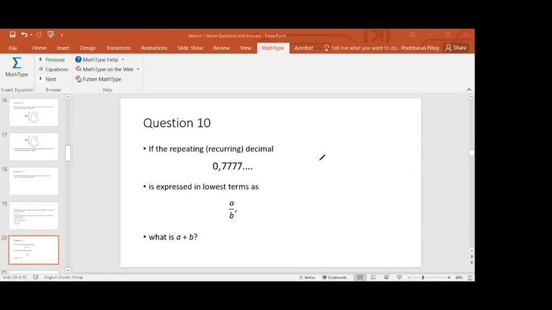Now, I don't know how many of you recall what you did in earlier grades, because you are senior students from grade 10, 11, and 12. But in earlier grades, you would have done recurring decimals. And for instance, this number here is really 7 over 9.